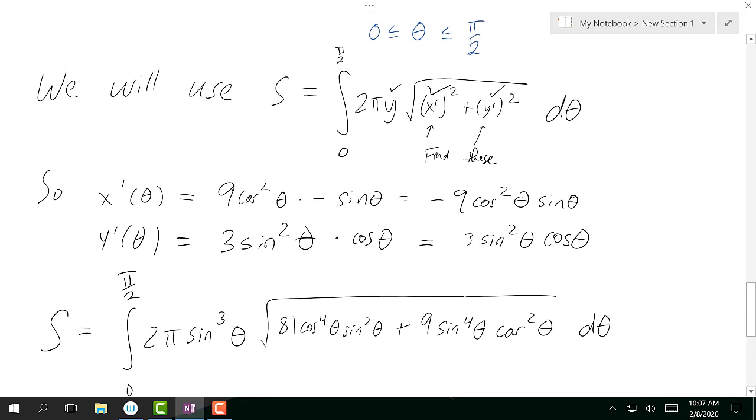All right, and so this would just be the setup for the question. A lot of times it'll just be asked to set up and not evaluate the integral. This one you can go ahead and try it, but for just the purposes of this video, I'm going to stop right here.